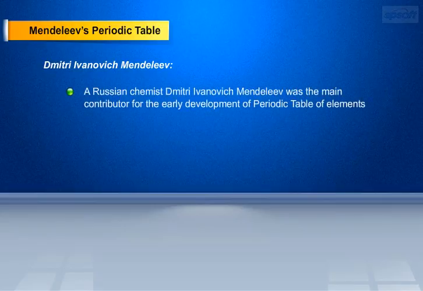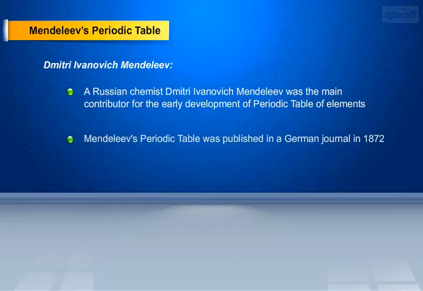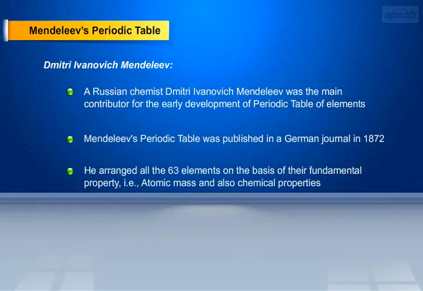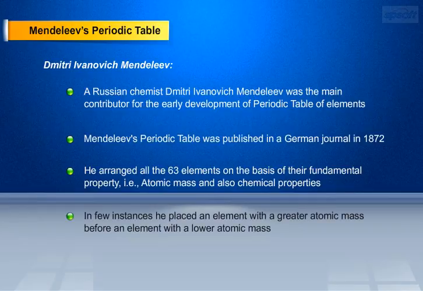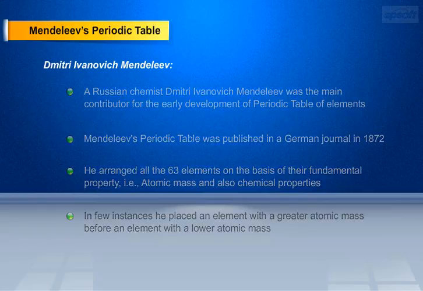Russian chemist Dmitry Ivanovich Mendeleev was the main contributor to the early development of the periodic table of elements. Mendeleev's periodic table was published in a German journal in the year 1872. He arranged all the 63 elements on the basis of their fundamental property, that is, atomic mass and chemical properties. In a few instances, he placed an element with a greater atomic mass before an element with a lower atomic mass.